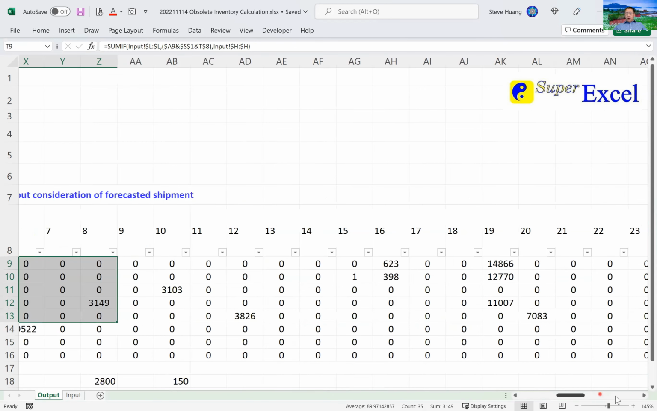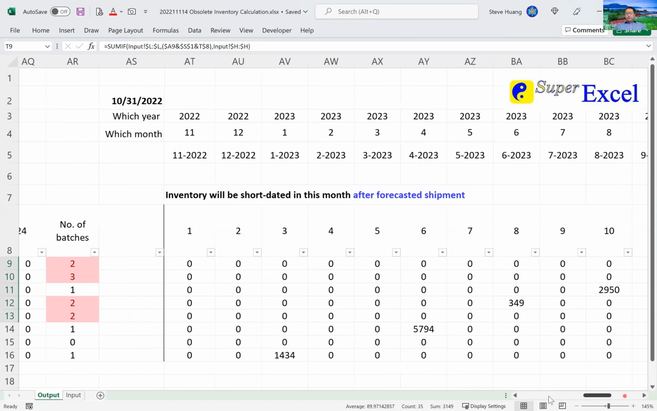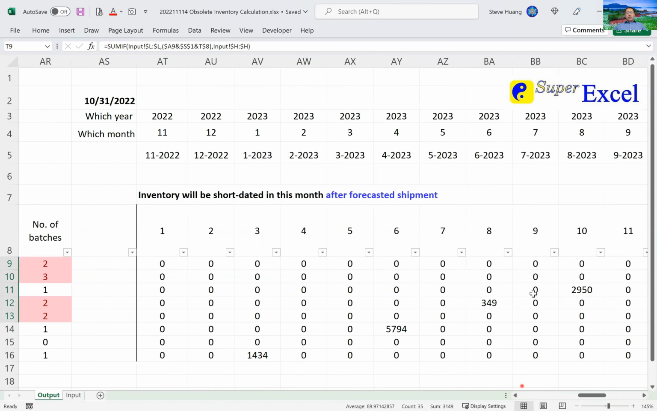And then in the second block over here, she wants to consider how many units they will ship to the customer, and then after those shipments in those months, how many units will be short dated. So this 349 units means they cannot be shipped to the customer anymore, because after the 8th month, it would have shelf life less than 12 months. Now her challenge is in the second block.